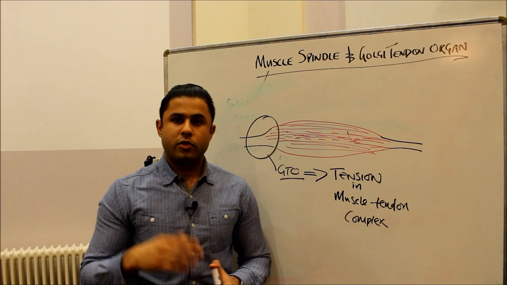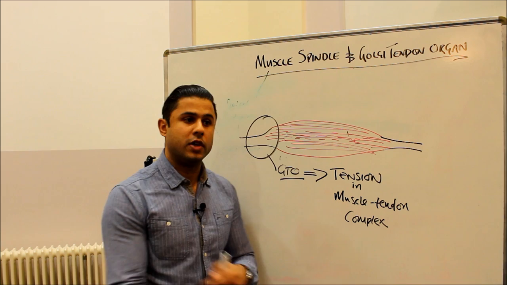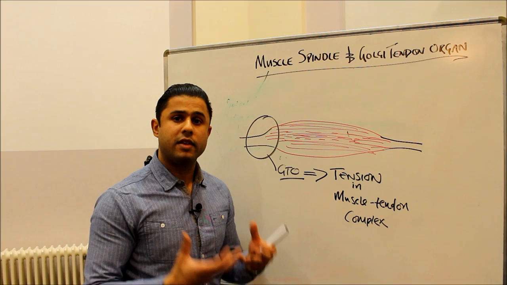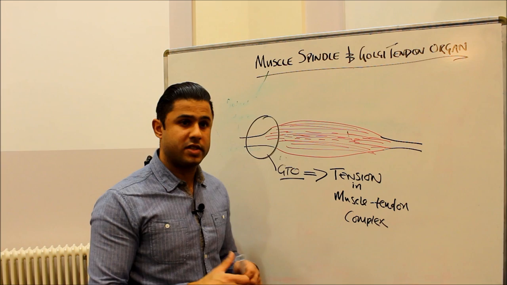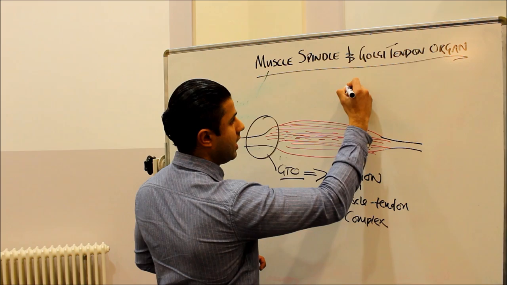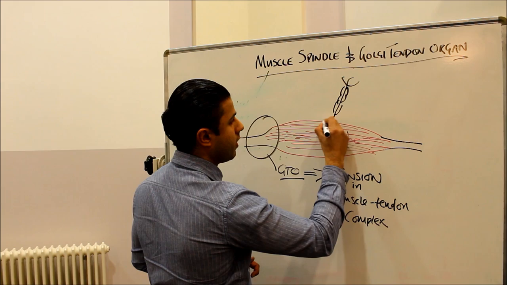So the Golgi tendon organ is very important because when there is increased tension in the muscles, what it will actually do is send a signal, okay, so it will sense that there is increased tension going through the complex. It will send an inhibitory signal to the alpha motor neuron. So remember, we had the alpha motor neuron and the motor end plates here, which are innervating the skeletal muscle fiber.